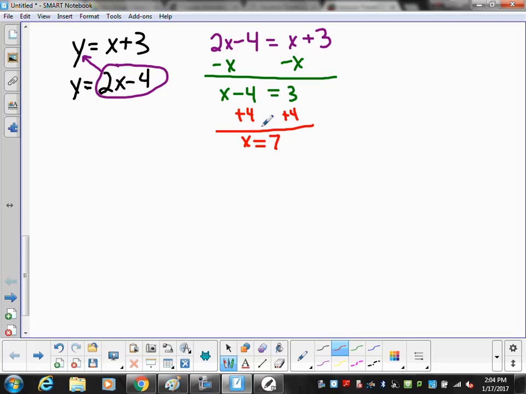We take the 7 and put it in one of these two equations up here. It doesn't matter which one. The first one's easier. So once you've found x equals 7, I'm going to take that value for x and plug it in for x in that first equation. So y equals 7 plus 3, so y equals 10. It'll work in the second one too, because 2 times 7 is 14, minus 4 is also 10. So it doesn't matter which equation you plug it into, the first one's just easier. So my solution there is 7, 10.